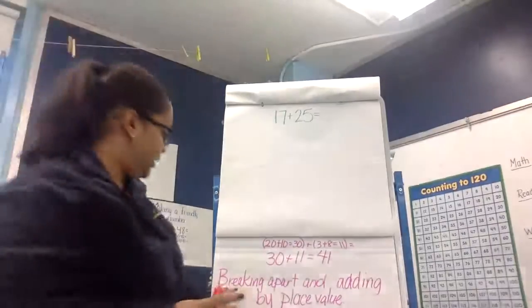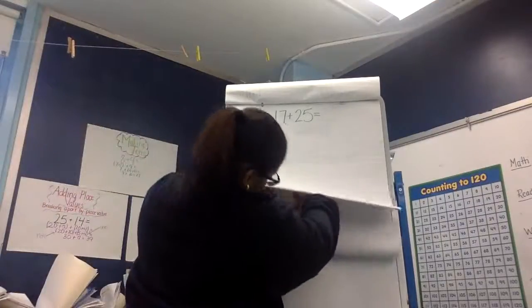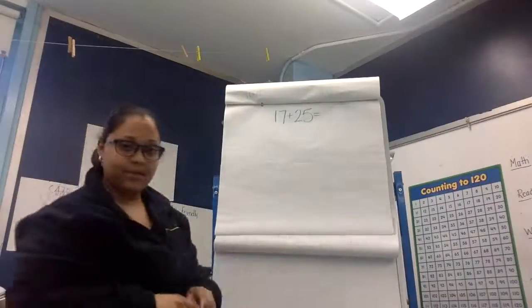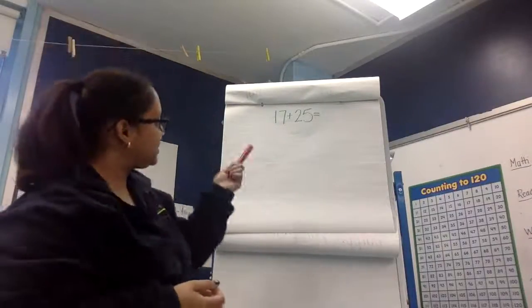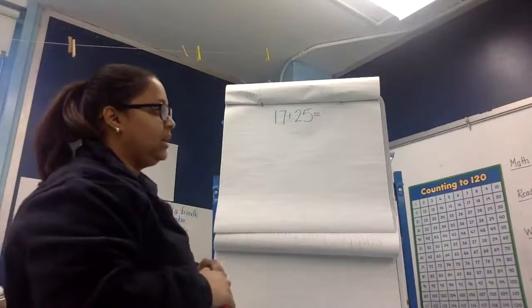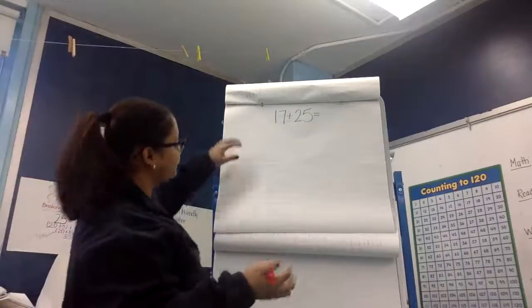So if you have any answers, now let's work this out. I'm just gonna put that back up. So let's work through this together. 17 plus 25. I'm gonna continue to use my breaking apart by place value strategy.